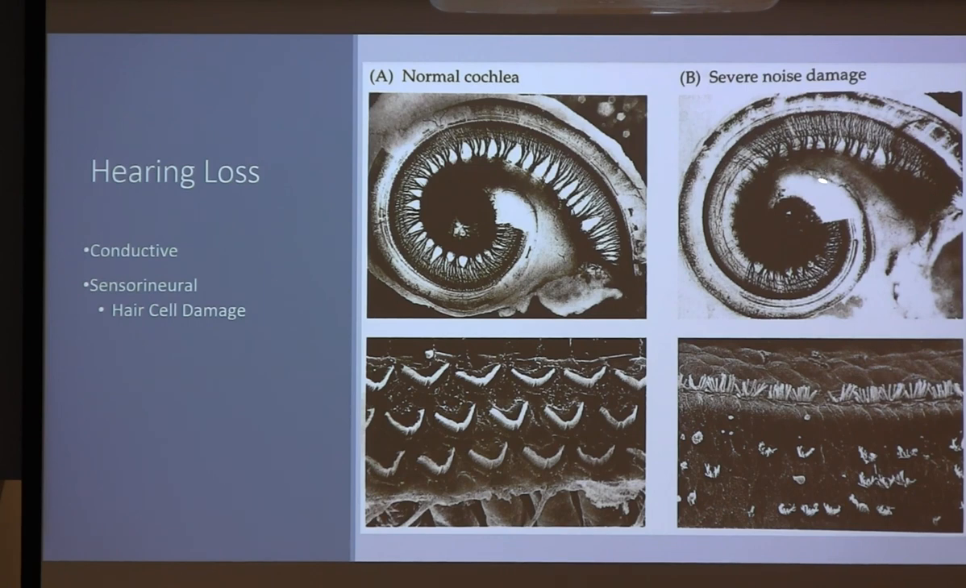But for this cochlea with noise damage, there's a section here with hair cells missing. And so that person's auditory system won't be able to hear sounds in this frequency because of how the cochlea works. And so this hair cell damage, you can see why it occurs here healthily.